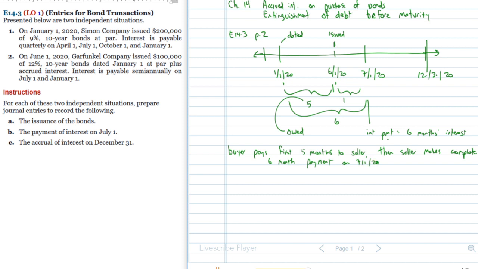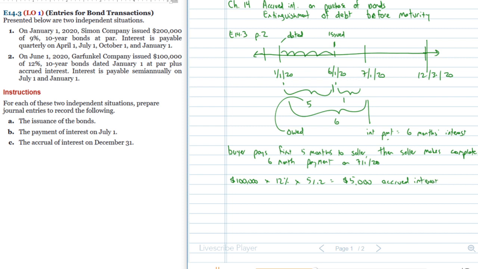So let's look at the numbers for Garfunkel. They issued $100,000 worth of bonds on June 1st, and they were 12% 10-year bonds. So $100,000 times 12% times how much interest? Well, 1, 2, 3, 4, 5. My months are not obviously to scale, but 5/12 equals $5,000, and this is the accrued interest.